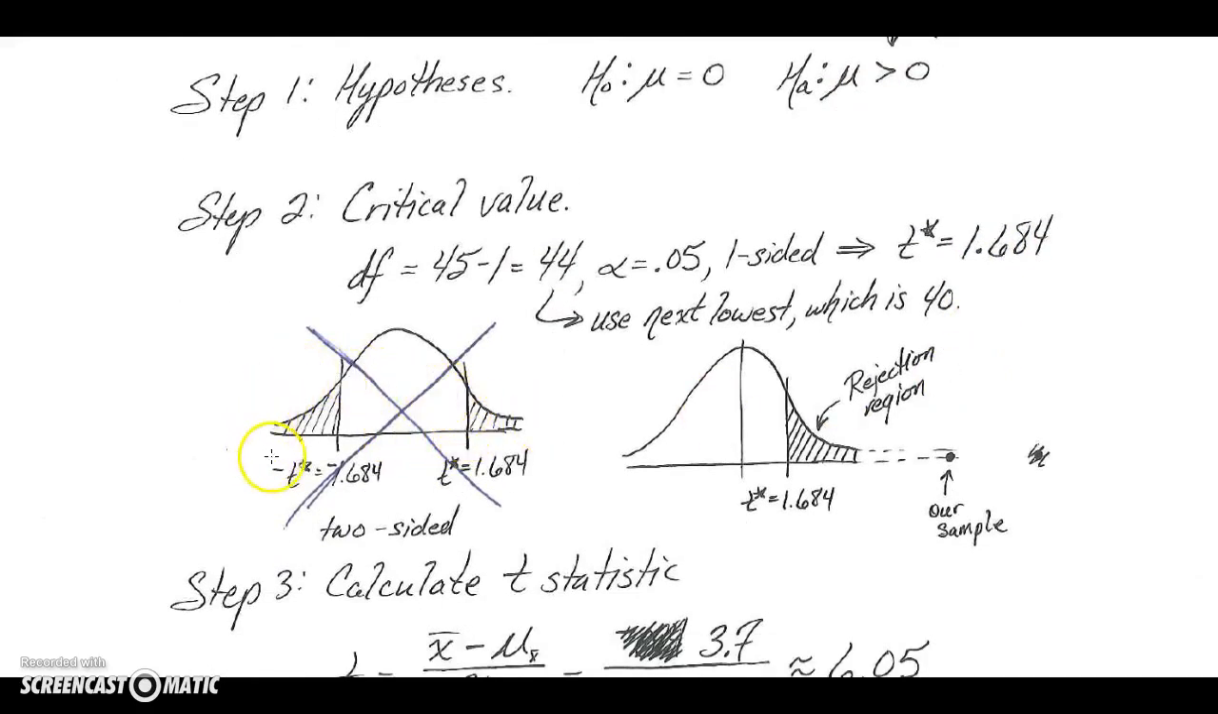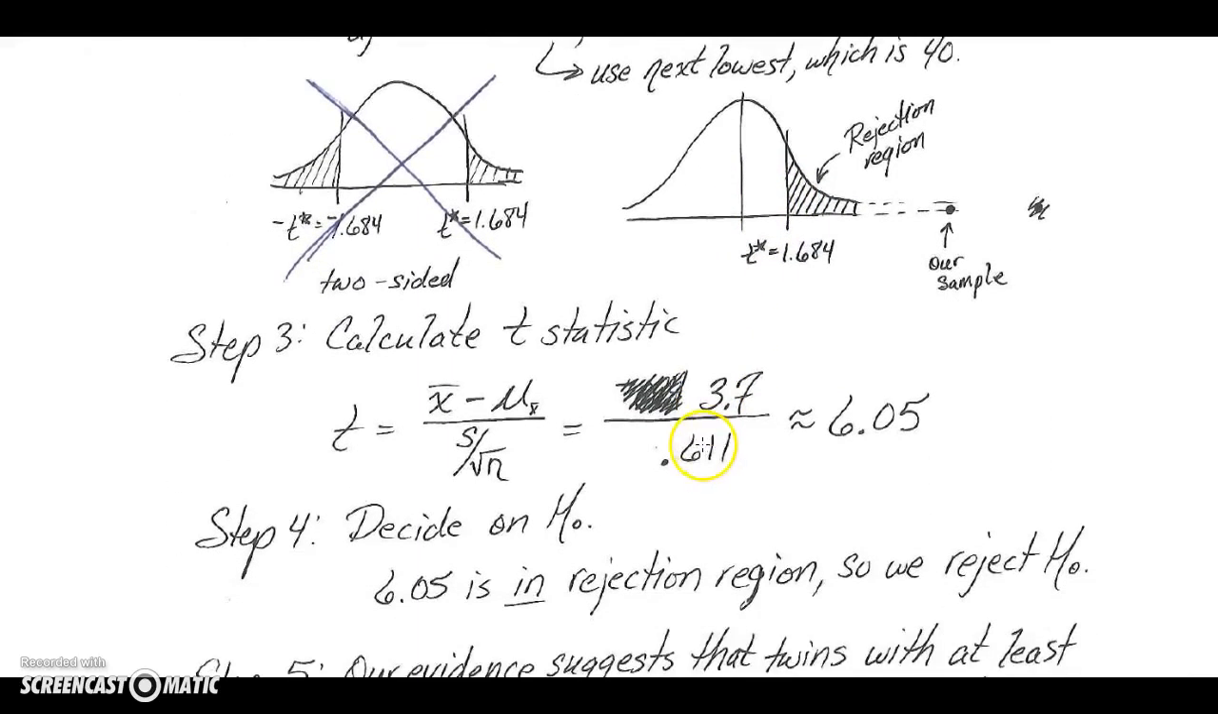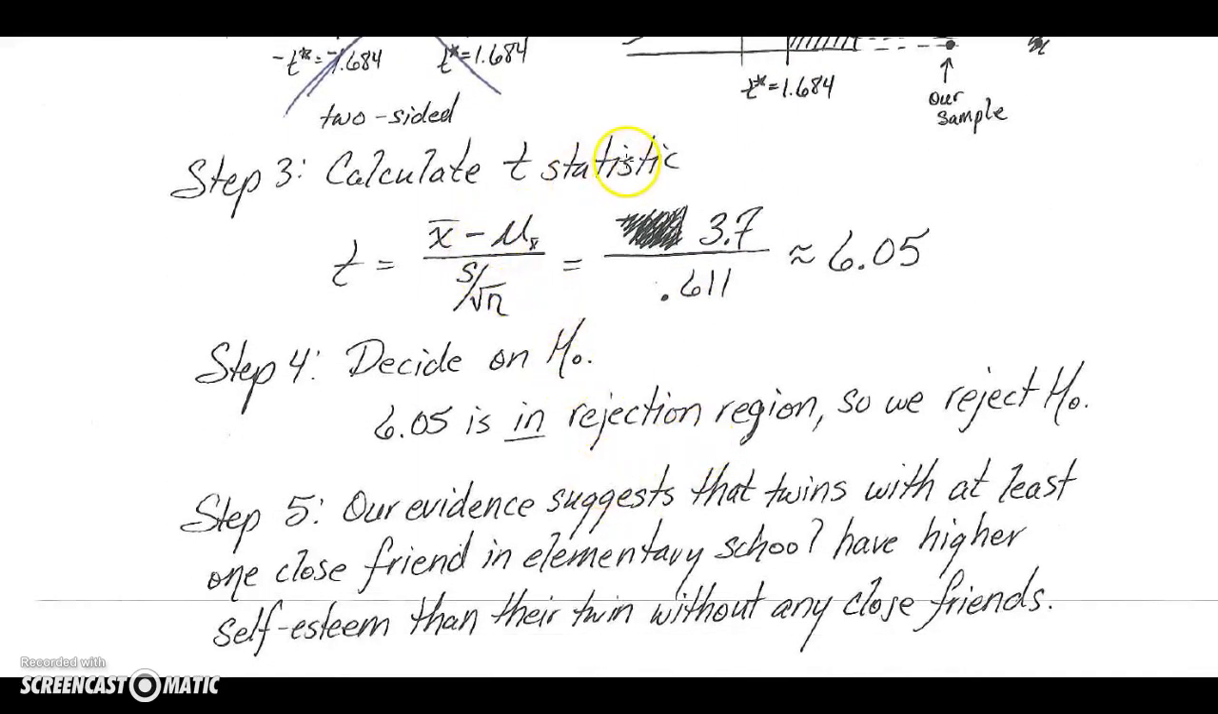And before you go drawing it like this, keep in mind that this would be for a two-tailed. If we had 1.6 is the critical. That would be what a two-tailed looked like, but in this case we just have one tail. It's a one-tailed test, so we set that cutoff at 1.684. If our t-statistic ends up being higher than 1.684, we're going to reject. Now we go down to step 3 to calculate the t-statistic.